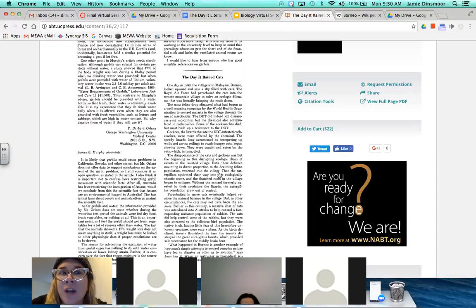Some of the cockroaches died, but most built up a resistance to the DDT. Geckos, the lizards that ate the DDT-infested cockroaches, were more affected by the chemical. The speedy lizards, right? You guys have seen geckos. They're those tiny little green lizards that are darting all over the place. Long accustomed to scampering up walls and across ceilings to evade hungry cats, they began slowing down. They were caught and eaten by the cats, which in turn died.